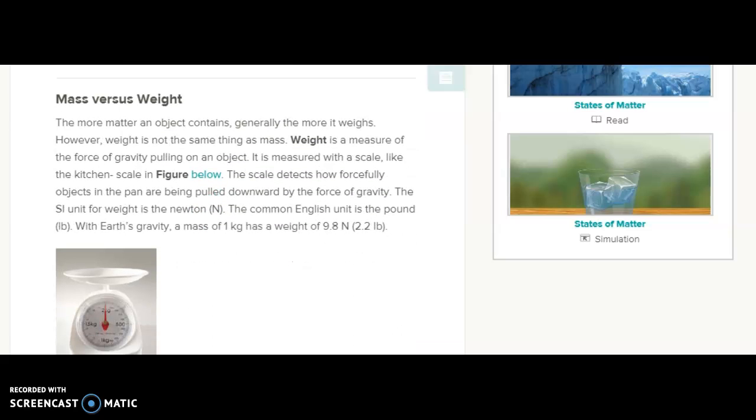Mass versus weight. The more matter an object contains, generally the more it weighs. However, weight is not the same thing as mass. Weight is a measure of the force of gravity pulling on an object. It is measured with a scale, like a kitchen scale, in the figure below. The scale detects how forcefully objects in the pan are being pulled downward by the force of gravity. The SI unit for weight is the newton. The common English unit is the pound. With Earth's gravity, a mass of 1 kilogram has a weight of 9.8 newtons, which is 2.2 pounds.